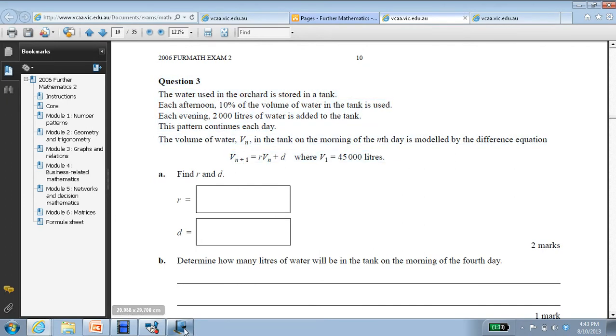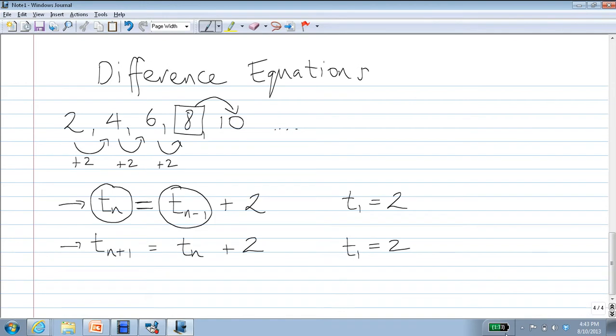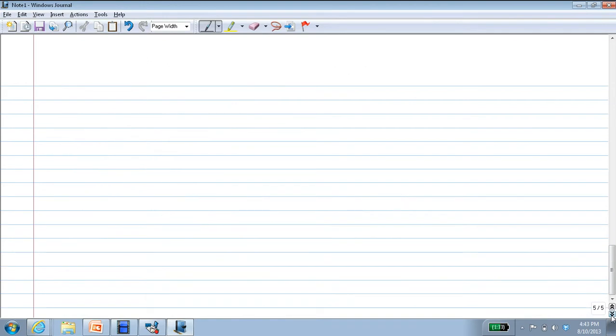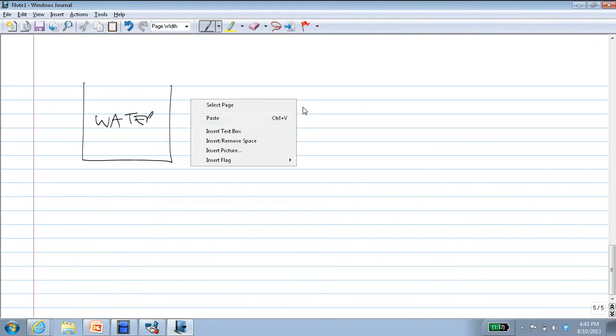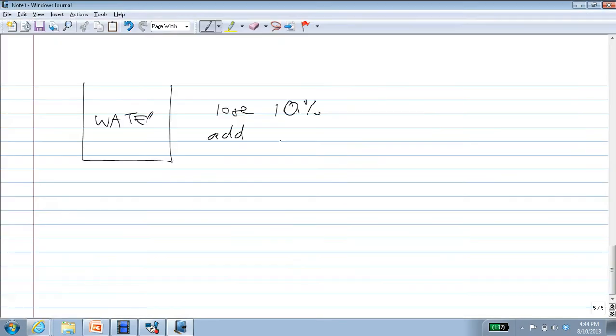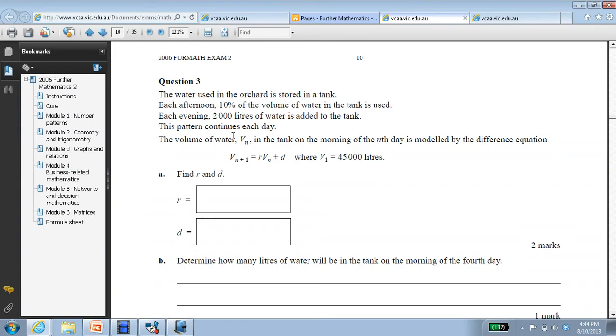So let's consider this information. If we draw a little diagram to represent this, we have the water in the tank, and two things happen each day. We lose 10%, and then we add, was it 20,000 or 2,000? 2,000 litres of water. Okay, and we're starting with 45,000 litres. V1 is 45,000 litres.